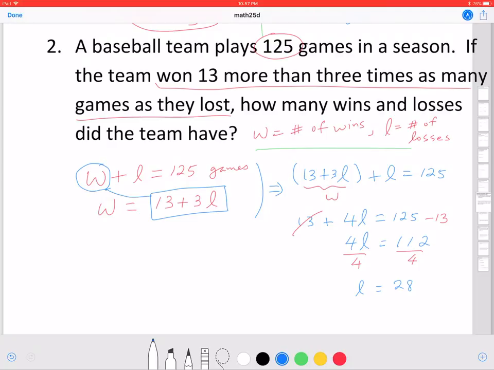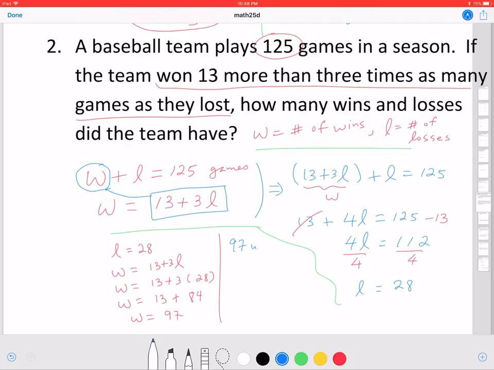But it's also asking how many wins. All right. So let me just kind of separate these. We just found out that L is equal to 28. And since W is 13 plus 3L, all we have to do is replace L by 28. And what we'll have is 13 plus 84, which gives us 97. Okay, so finally, the team had 97 wins and 28 losses.